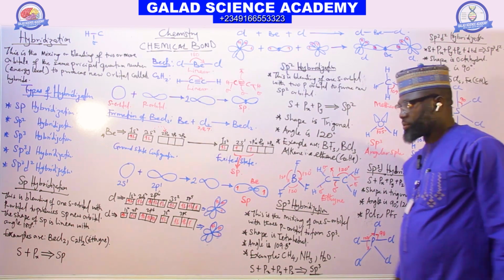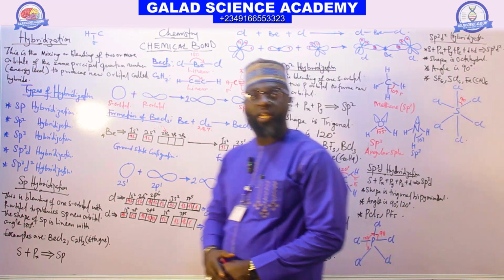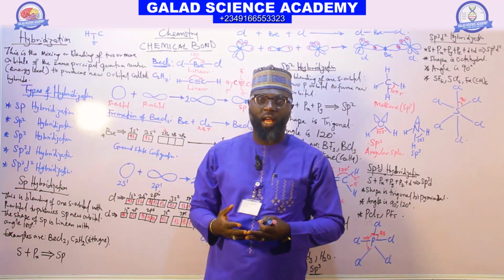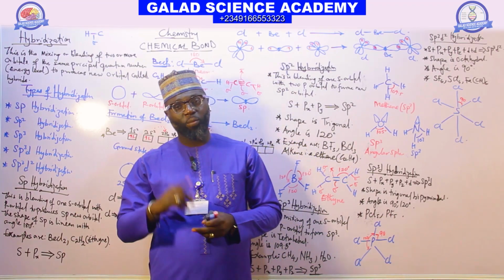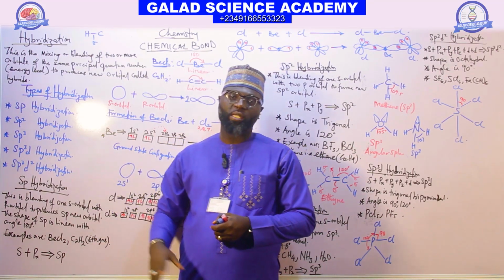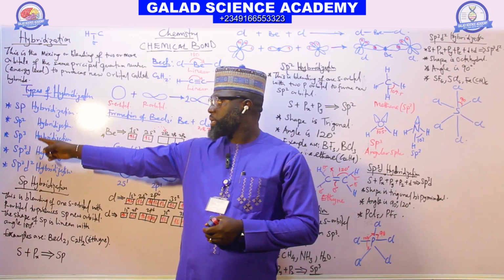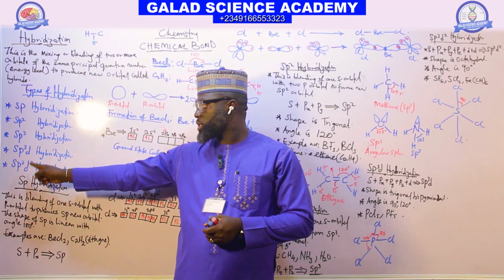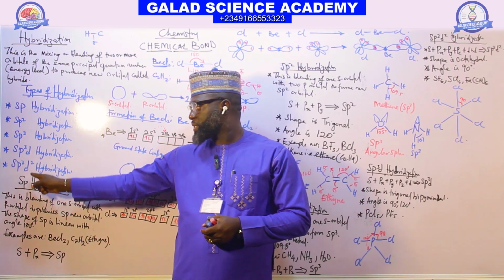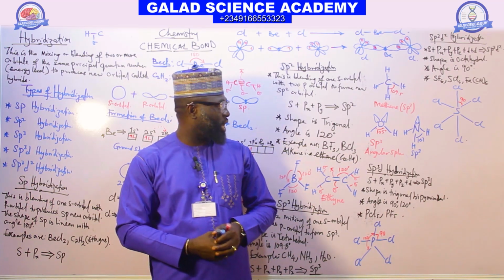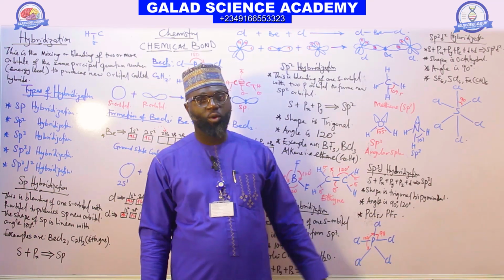So that is all about hybridization. Hybridization is a blending of two or more orbitals of the same energy level to form new hybrid orbitals. There are five types: sp, sp2, sp3, sp3d, sp3d2. That's all about hybridization, their examples and their shapes.